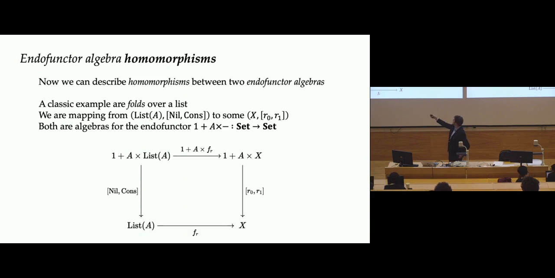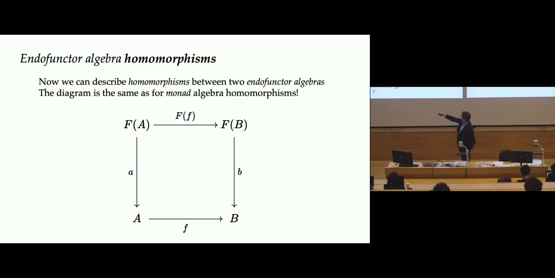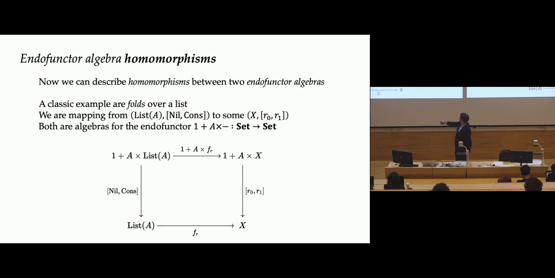So what they do is they map from list of A with nil and cons as the two structure maps to some carrier set X with structure maps R0 and R1. Once again, you need two functions because there's a plus here. So you need to have something which acts on the 1 and something which acts on the A times X. And both of these are assumed to be endofunctor algebras for this particular endofunctor. So this is plugging all of those things into the diagram I've showed you here.